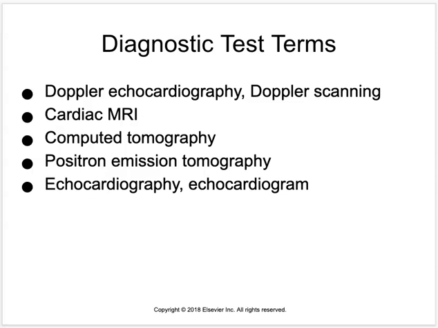Then we have computed tomography. This is a CT scan. This is going to be able to create a 3D picture. And specifically in this chapter, we'd be talking about a CT scan of the heart. So a 3D image of the heart. Then we have positron emission tomography, which is also known as a PET scan. And a PET scan is going to use gamma rays to create a picture. So the use of gamma rays to create a picture.